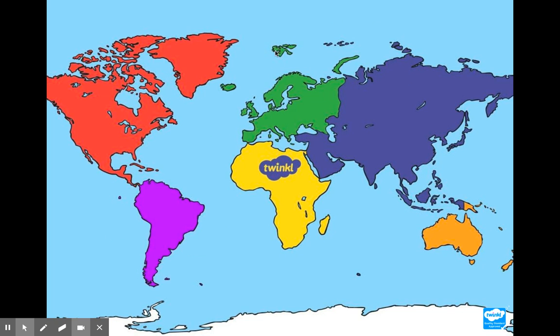So, looking at this map here, without looking at anything, can you tell me where each continent is located? Let's start with the most common one, the one that we should know. Everybody point at the red continent. What is that continent called? North America, that's right. So North America, where we are located. Remember, we're right here where my mouse is. So that's where we are located, but we are in North America.